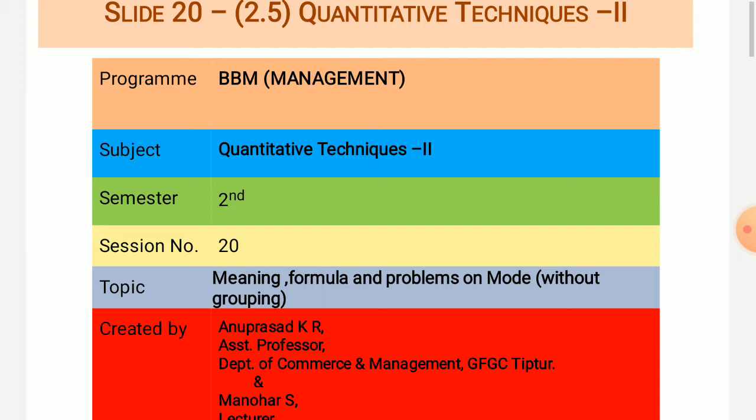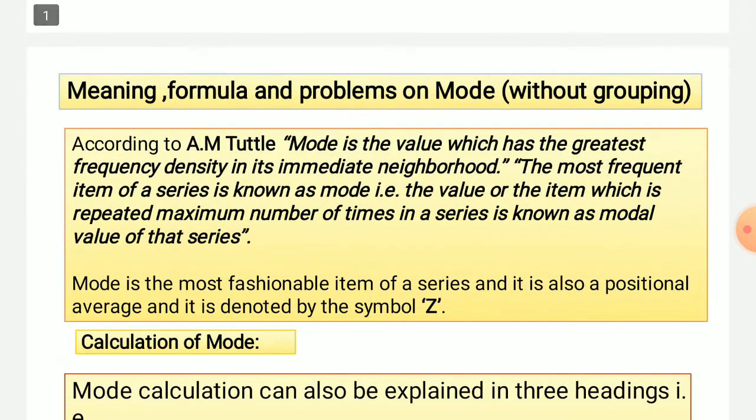So mode is another type of measures of central tendency, and it is a value which repeats a number of times in a given frequency distribution. According to AM Tuttle, mode is the value which has the greatest frequency density in its immediate neighborhood. So the most frequent item of a series is known as the mode. That is the value or the item which is repeated the maximum number of times in a series is known as the modal value of that series.